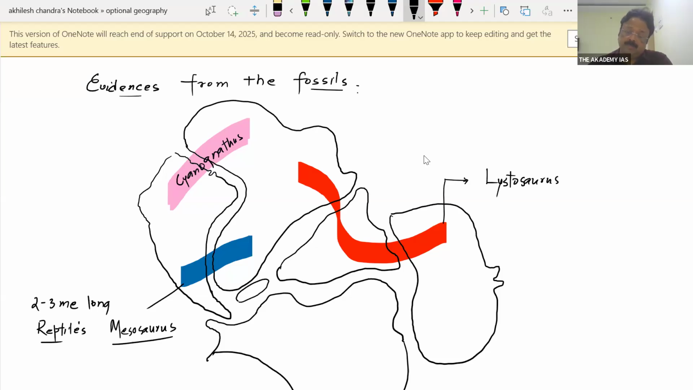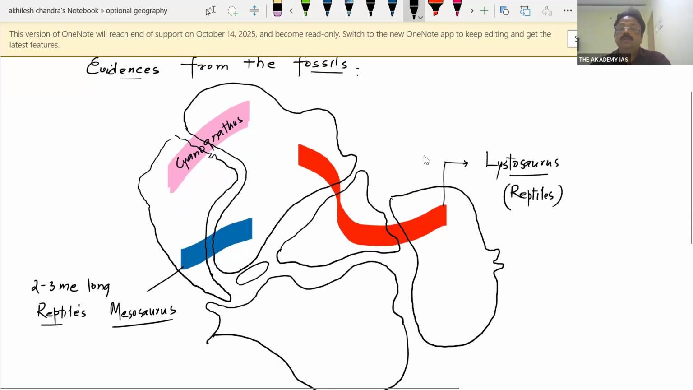Lystrosaurus was also a reptile. So they are nothing but reptiles, right? And their fossils were recovered from Gondwana. They are animals, and such a large distribution of animals can only be possible when the land masses were together.